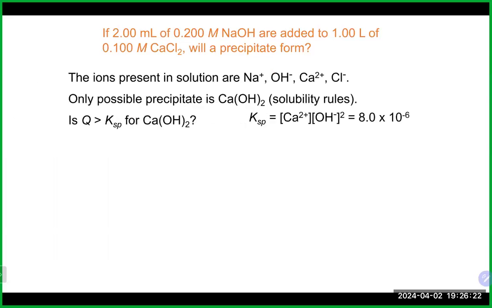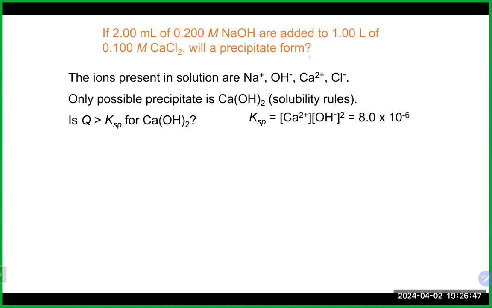So why don't you try it here? If I take 2 milliliters of a 0.2 molar sodium hydroxide solution and I add it to 1 liter of a 0.1 molar calcium chloride solution, will a precipitate form? In case you're not sure, your ions floating around are sodium ions, hydroxide ions, calcium, and chloride ions.